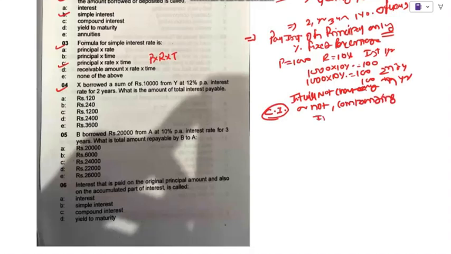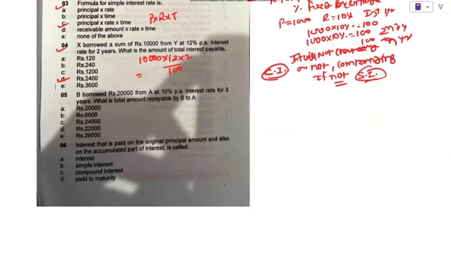If not, then it is a simple interest question. Here, in the question, we can see that compound interest is not mentioned. So what we have to do? 10,000 into 12 into 2 upon 100. So 24% of 10,000 comes out to be 2,400. So simple.